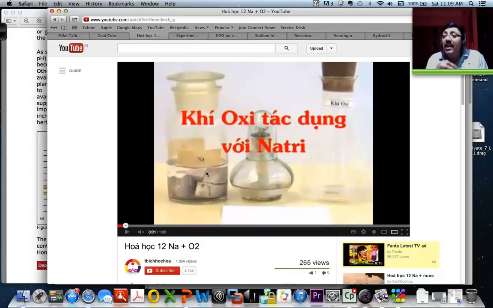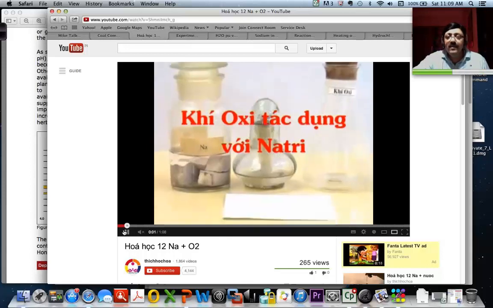It's a shiny metal. It can be taken out and we can just use a knife and cut it into pieces. So it's not very rigid and strong like iron and copper. It's a little softer metal, right? Now let us see how it reacts with oxygen. So what you have in this jar is oxygen, right? So let's see how it reacts.